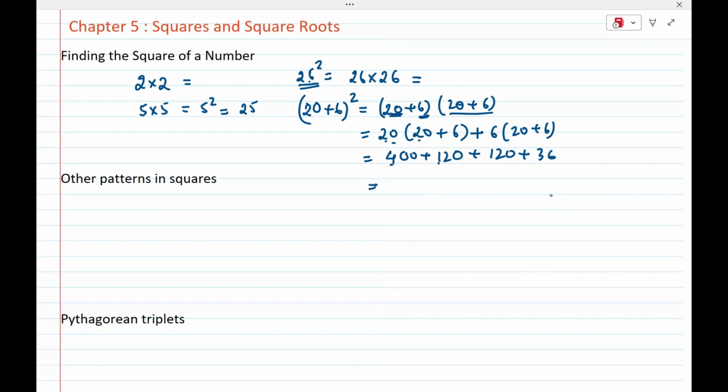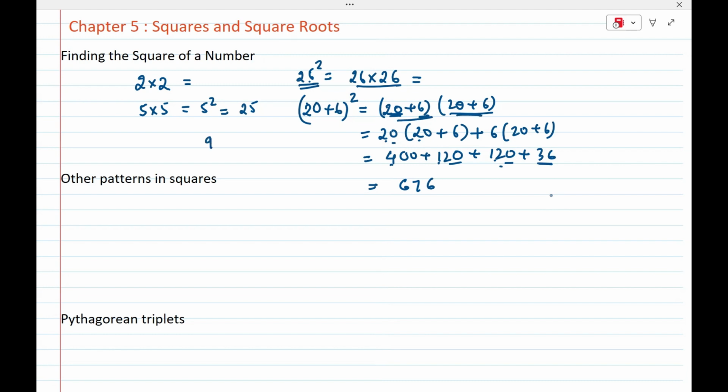400, 500, 600, 20 and 20, 40. And 36 is how much? 40 plus 36 is 76. So it is 676. So these are the methods which will help you to do the calculation smartly to reduce calculation errors, especially when multiplying. In addition, we do wrong. But when the numbers are smaller, it is easy to solve.